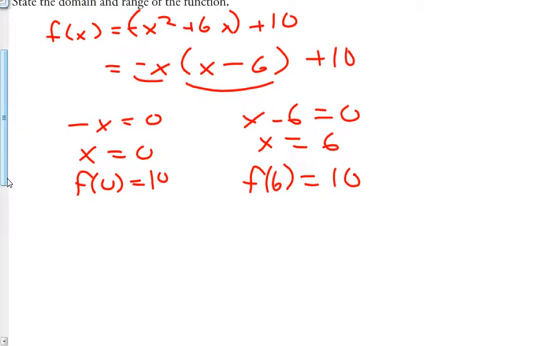Because 0, 10 and 6, 10 have the same y-coordinate, they're the same horizontal distance from our axis of symmetry. So we can determine the equation by calculating the average of the x-coordinates of these 2 points. So 0 plus 6 divided by 2, x is equal to 3. This is the axis of symmetry.